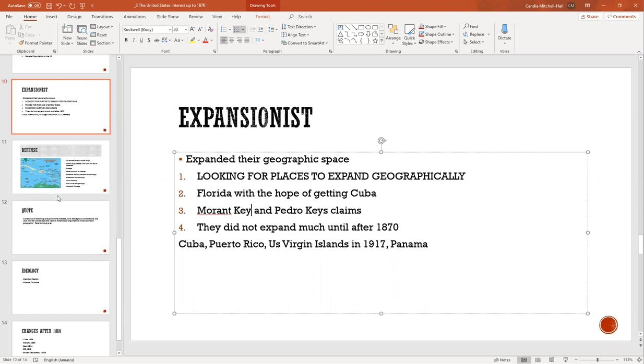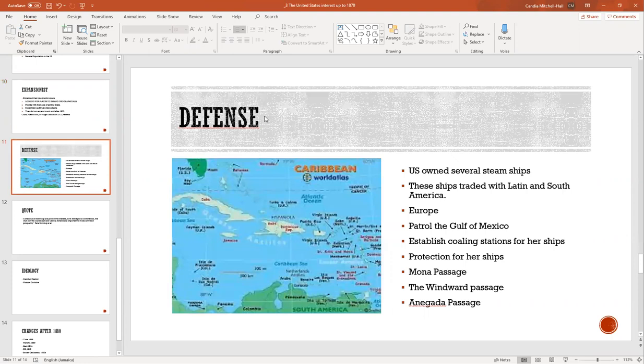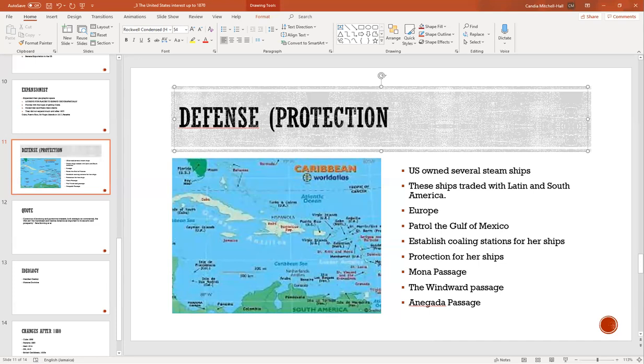Another reason they were interested in the Caribbean was because of defense. When we hear the word defense, what comes to mind? War. They're planning to fight. War, you are correct. And if there's war, you need protection. Give me another word for protection. Support. Safety. Security. Good.